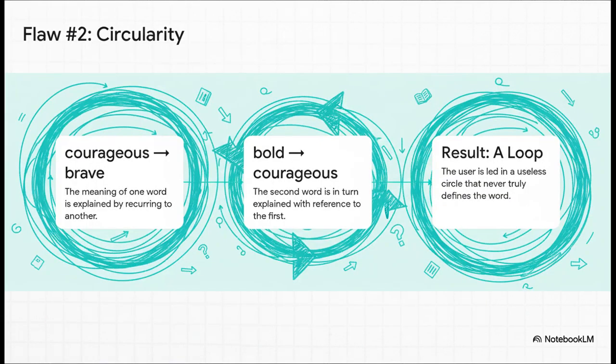And this is a classic exam trap. It's called circularity. A word is defined by a synonym, which is then defined by the original word, creating this useless circle. You look up courageous, and it says brave. Then you look up brave, and it points you to bold, and then bold points you right back to courageous. You end up right where you started.